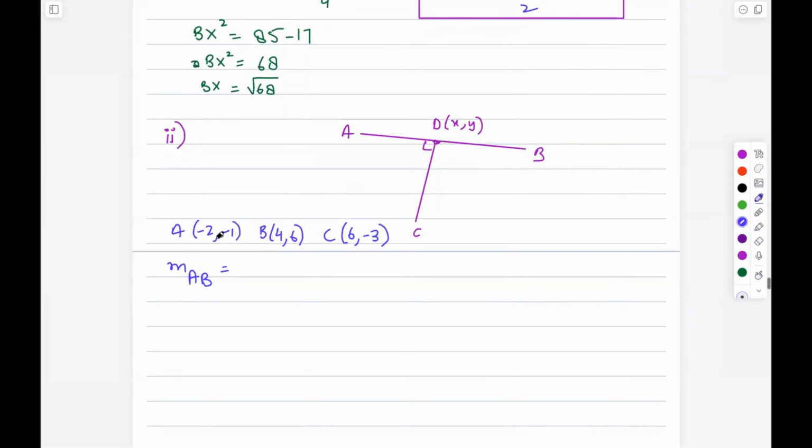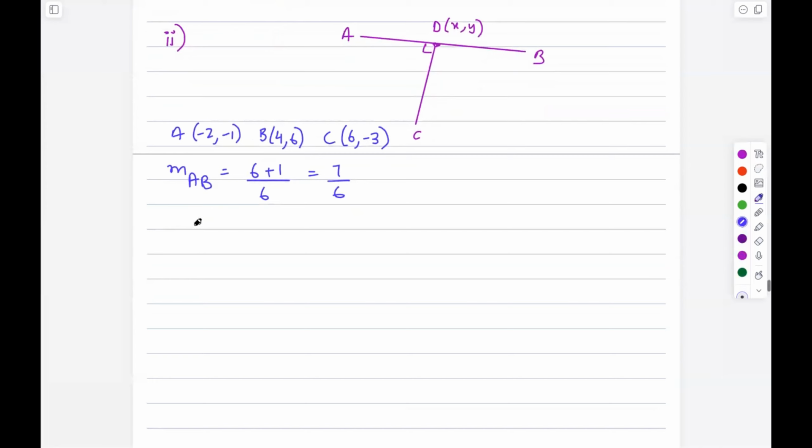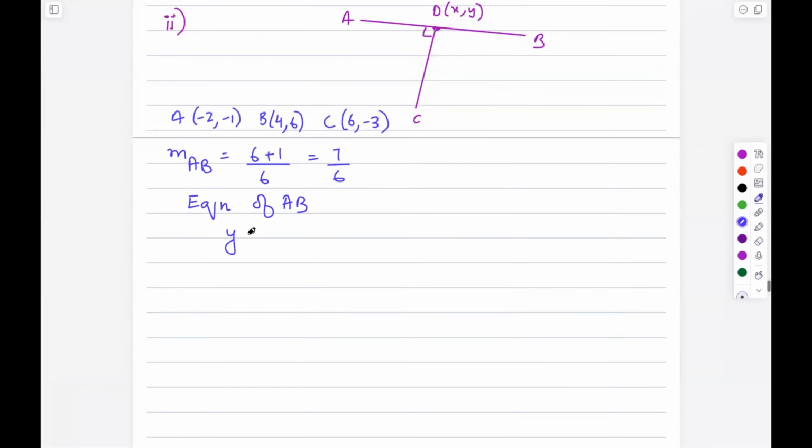The first step, finding the gradient of AB, that will become 6 plus 1 divided by 4 plus 2, which is 6. So the gradient of AB will be 7 upon 6. Now making the equation of AB, we can use either of the points A or B. So using the point B, we can make the equation of AB. That will be y minus y1, y minus 6 is equal to m, which is 7 upon 6, into x minus x1, which is 4.